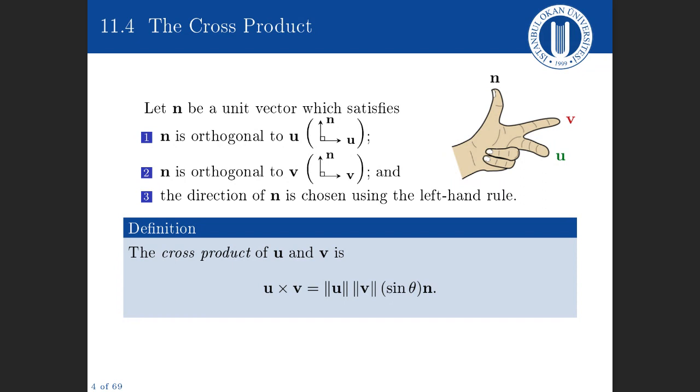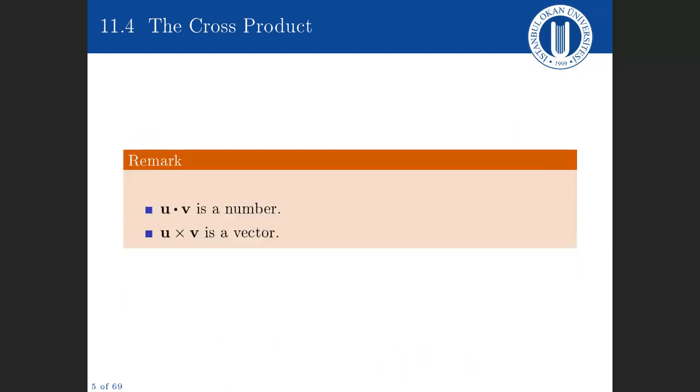This is similar to a formula that we had last time for the dot product. Last time we had U dot V was norm of U, norm of V, and then cos theta, where theta is the angle between the two vectors. It's almost the same thing, except now we're multiplying by a vector N, and now we're using sine instead of cos. Key thing to note here is that U dot V is a number, but U cross V is a vector.